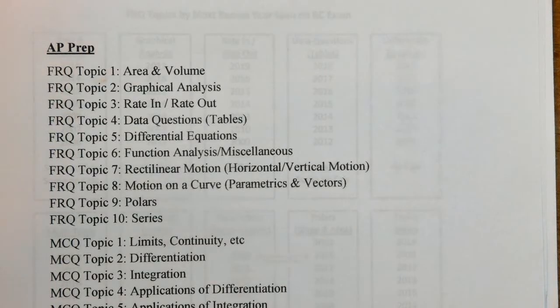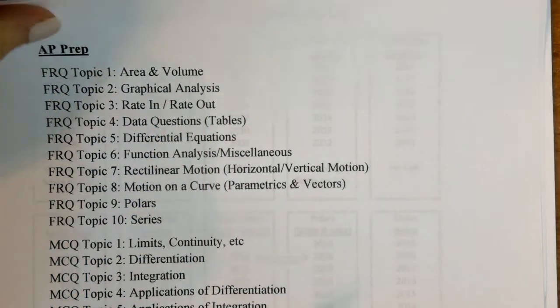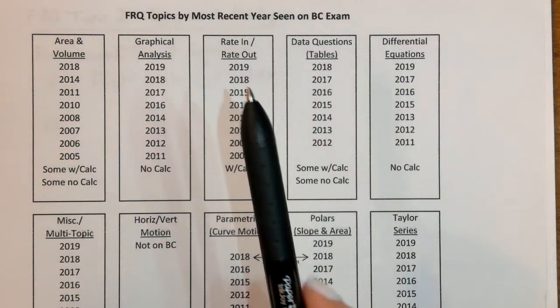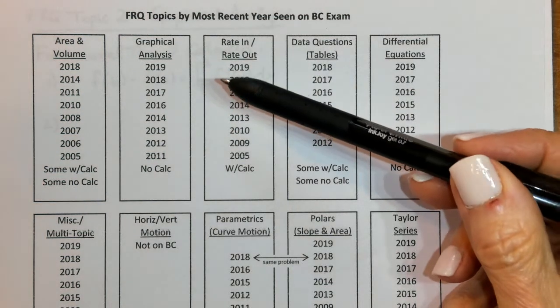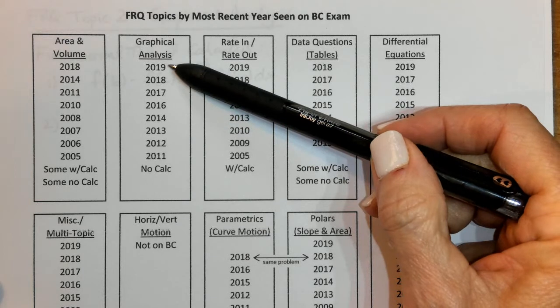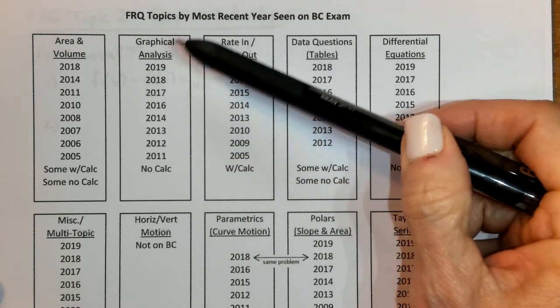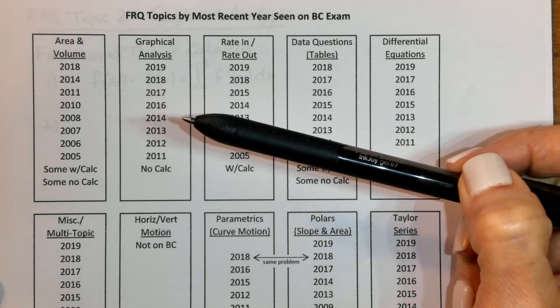We're on FRQ topic 2. This is graphical analysis. And just a quick look at the most recent years that this was seen. You can see on the AP exams that this is a very, very common topic to be covered.